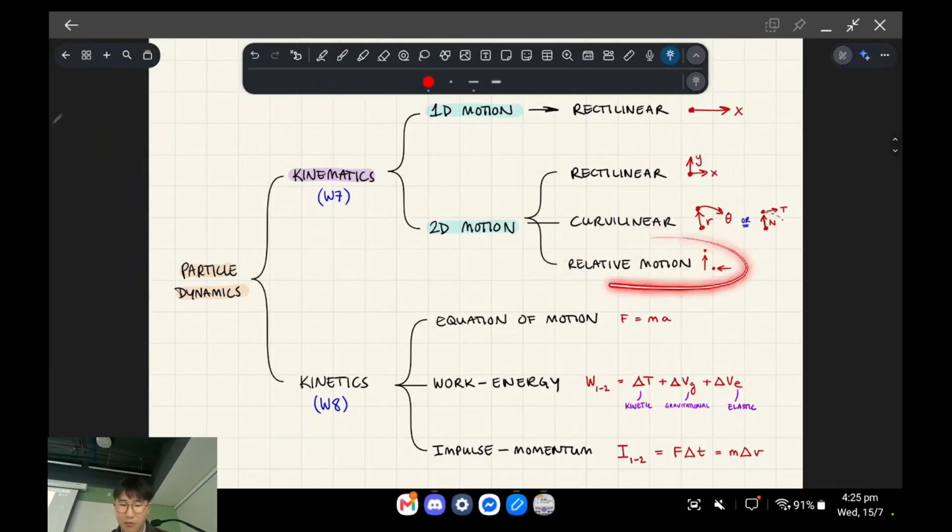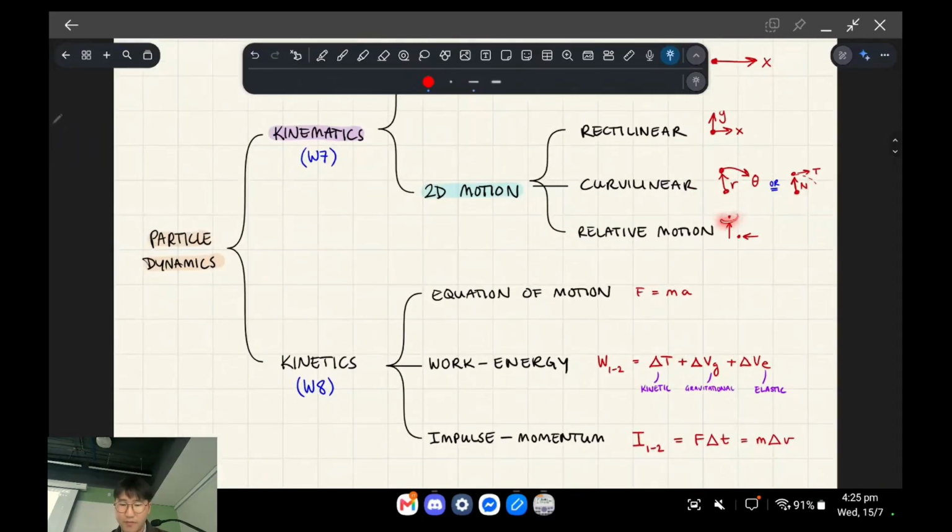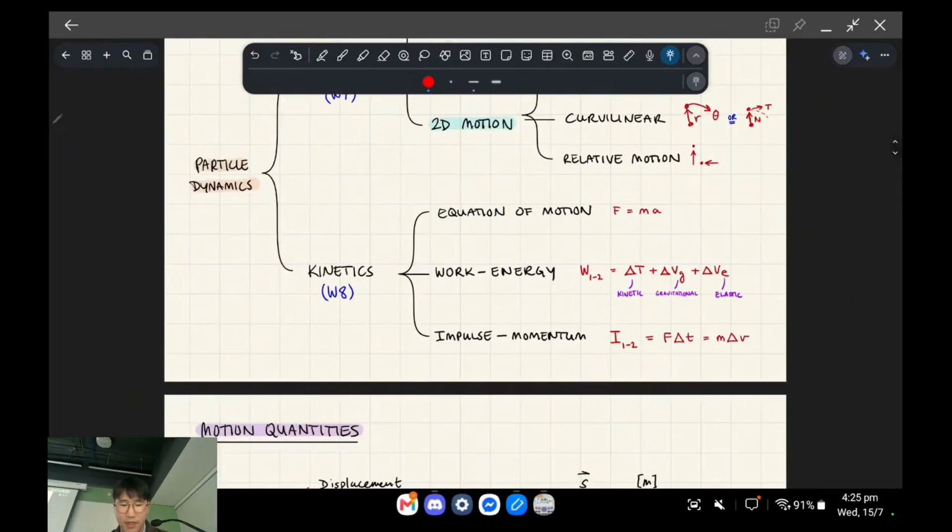We'll also be talking about relative motion. Say that's object A and this is object B. What's the movement of object A relative to B, or B relative to A? I'll explain how that works.